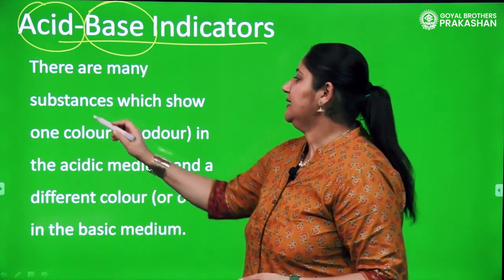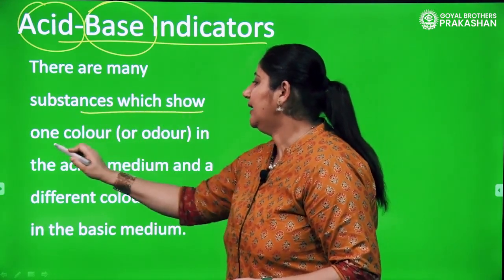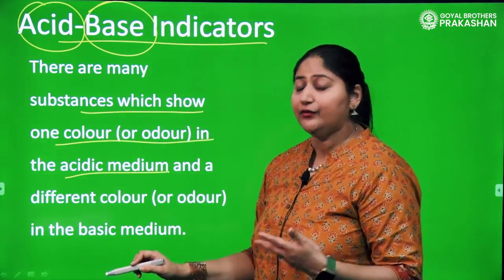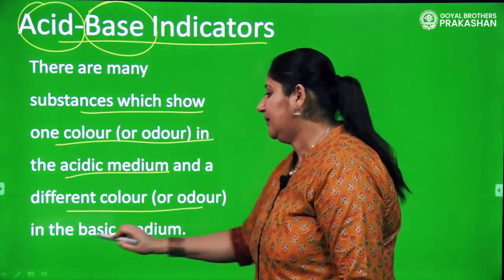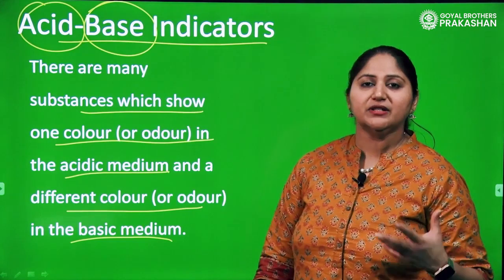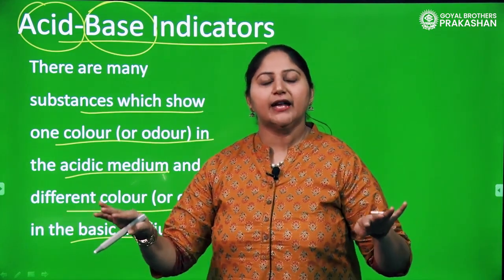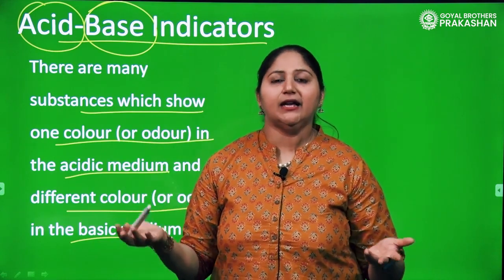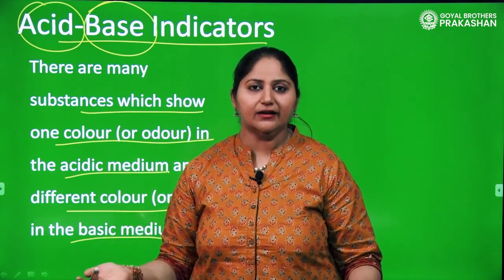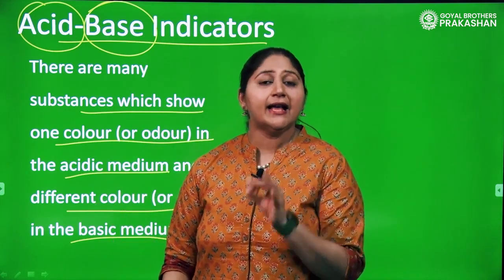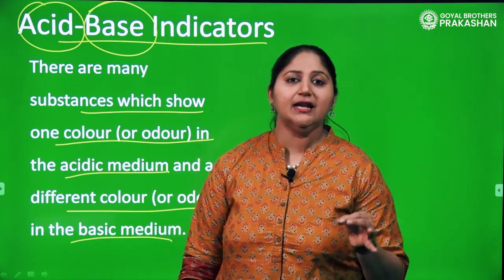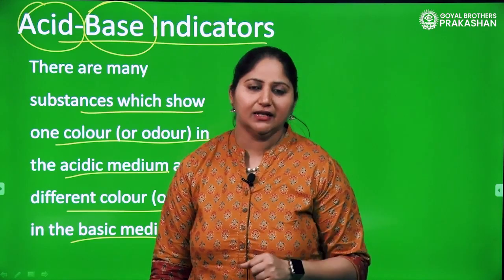There are many substances which show one color or odor in an acidic medium and a different color or odor in a basic medium. Such substances, which show different characteristics in acidic and basic media, can definitely be called indicators, and the better term is acid-base indicators, right. So, let us look at examples of acid-base indicators.